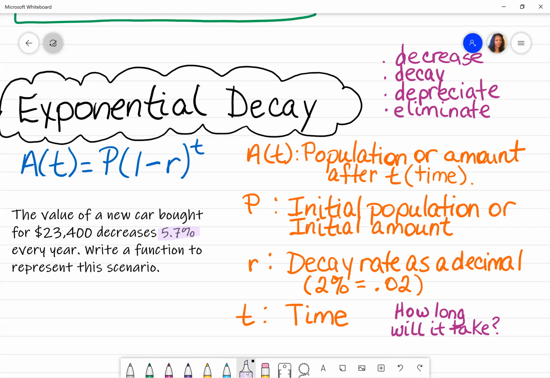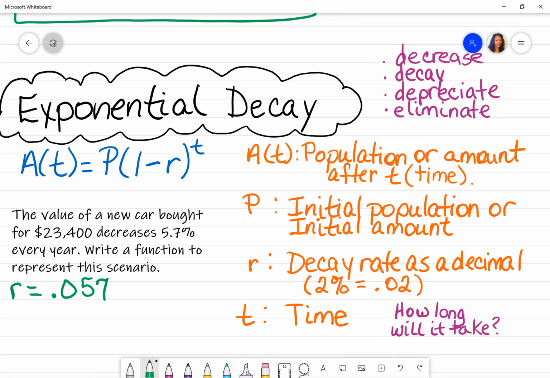5.7%. If it's given as a percent, chances are that's my rate. So I can go ahead and to the side write, well, I know that R is going to equal, put this in decimal form, 0.057. Do not keep it in percentage form. So it decreases 5.7% every year. Write a function to represent this scenario.